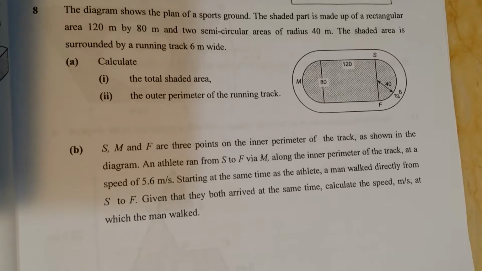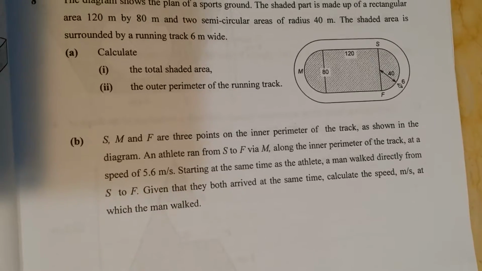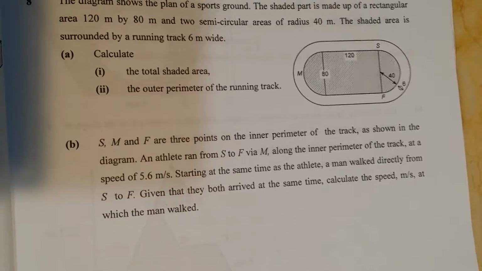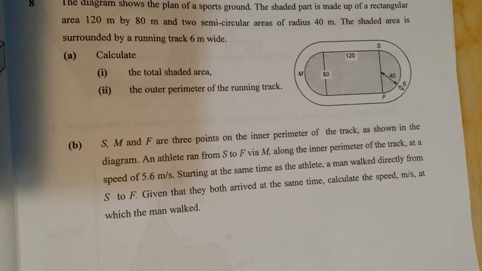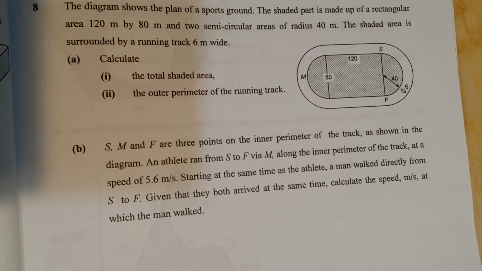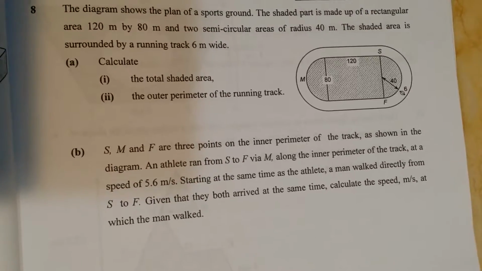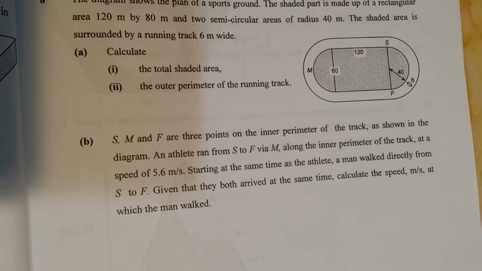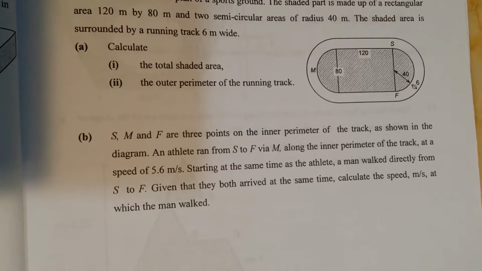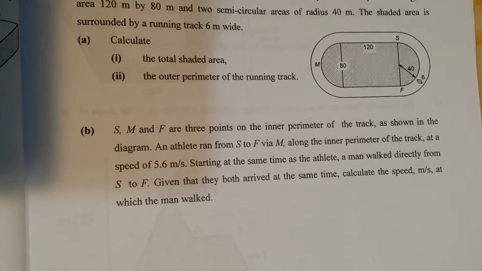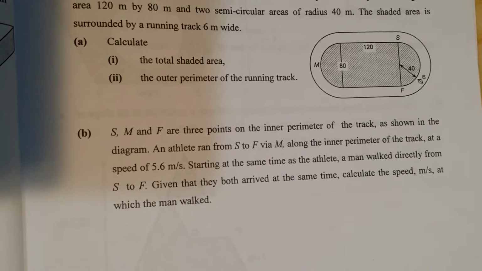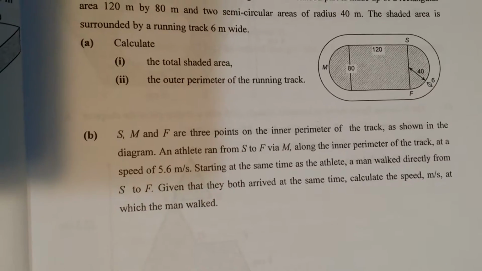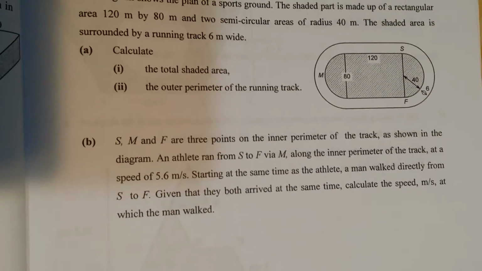B. S, M, and F are 3 points on the inner perimeter of the track as shown in the diagram. An athlete runs from S to F via M along the inner perimeter of the track at a speed of 5.6 meters per second. Starting at the same time as the athlete, a man walked directly from S to F. Given that they both arrive at the same time, calculate the speed in meters per second at which the man walked.